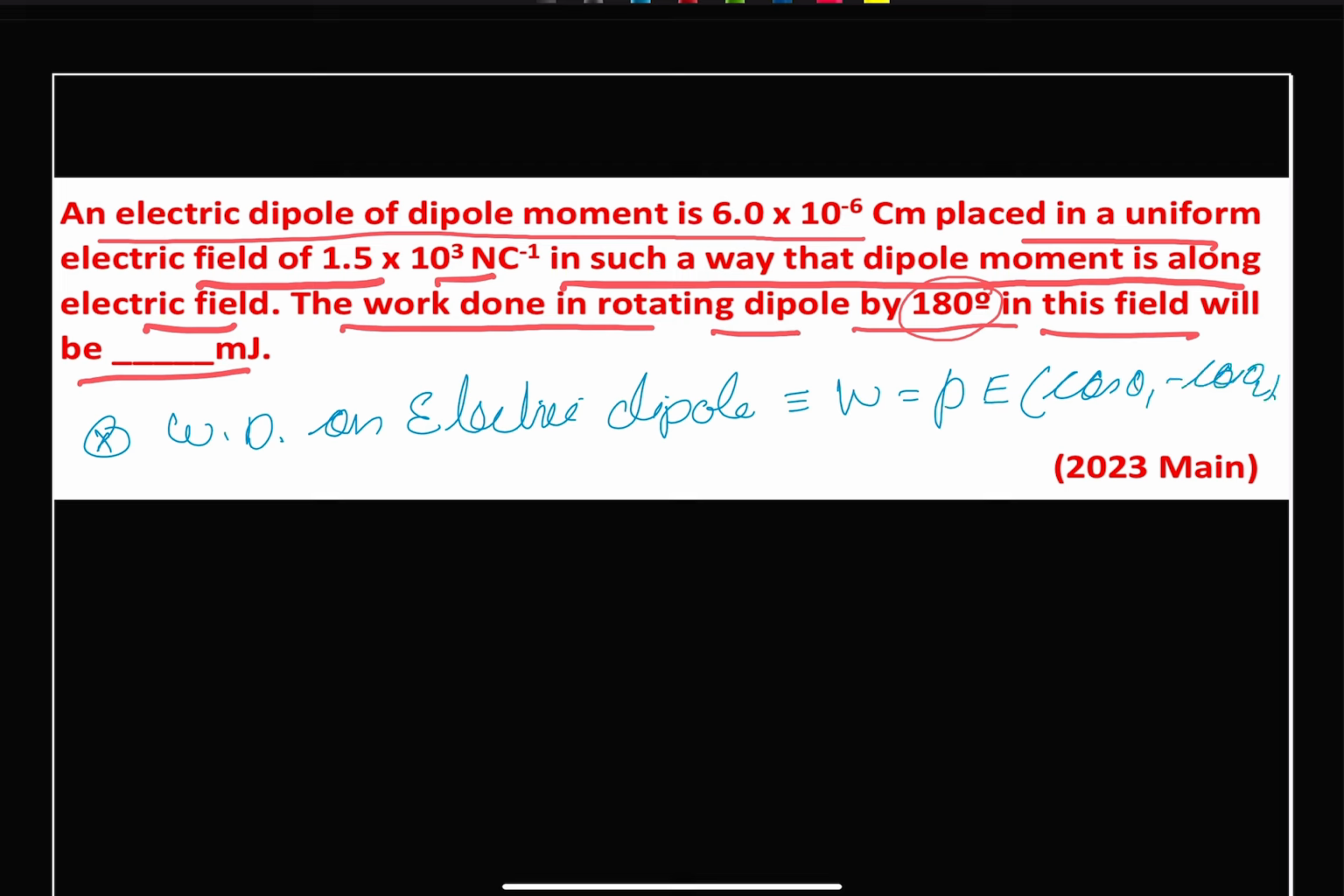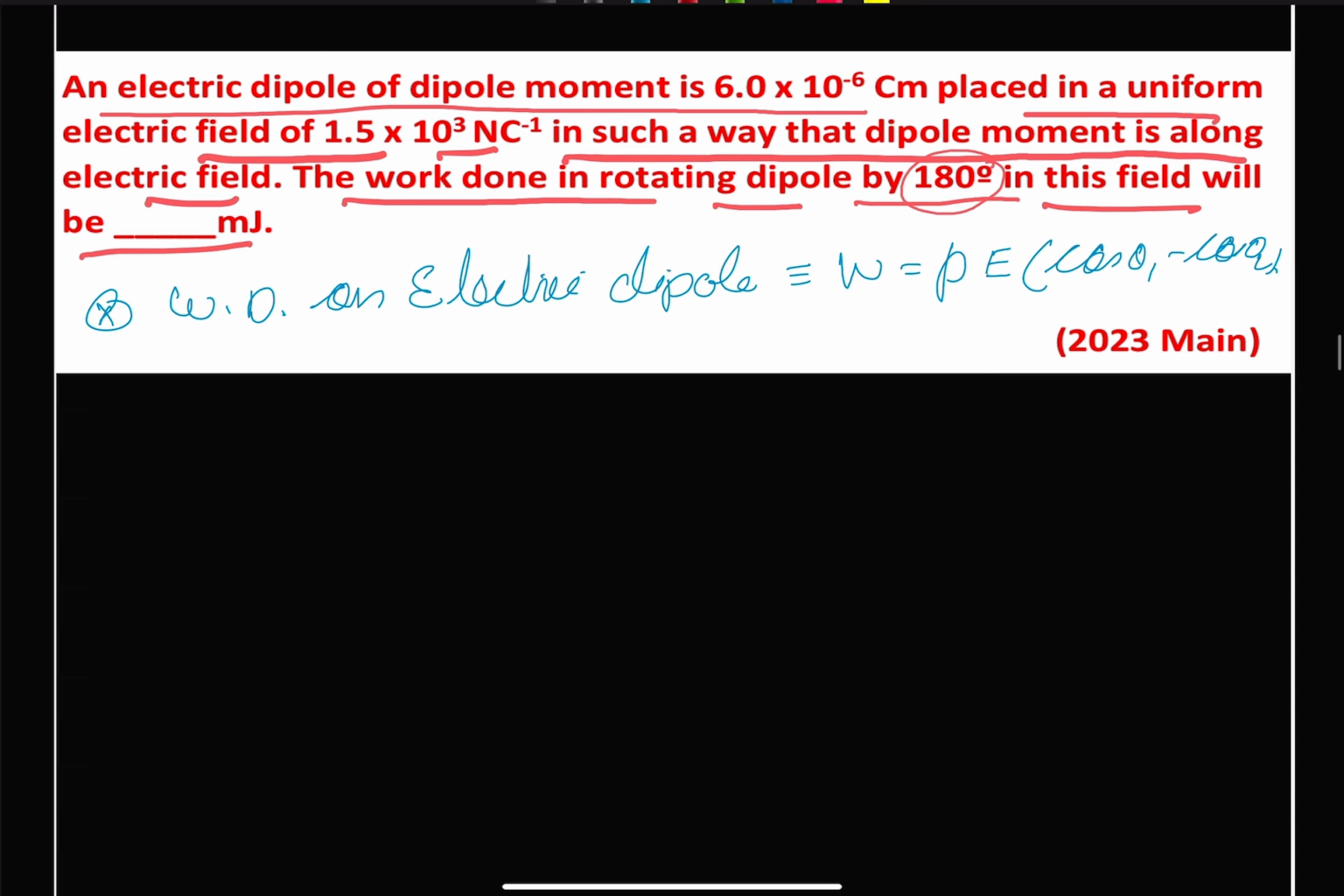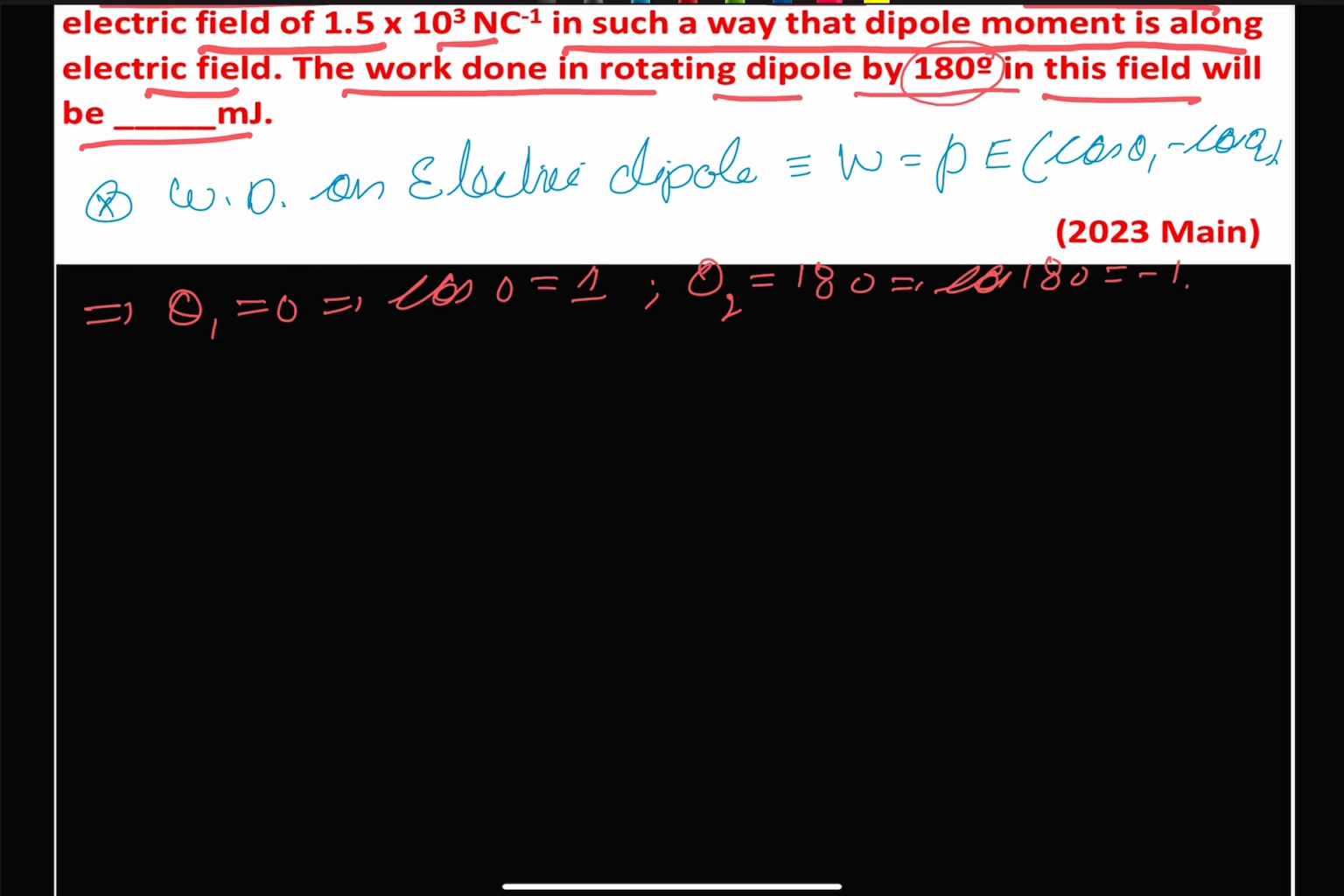Theta 1 is our initial angle. Initial means when dipole moment and electric field are in the same direction. Therefore we can say our theta 1 is equal to 0, which tells us that cos of 0 will be equal to 1, and secondly theta 2 is our 180 degrees, which gives us cos of 180 equal to minus 1. So we substitute the values, we get our work done is equal to dipole moment times electric field times 1 minus of minus 1, which comes as 2pE, and both values are given to us.